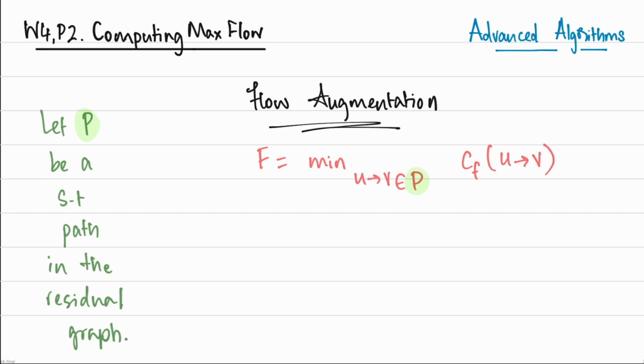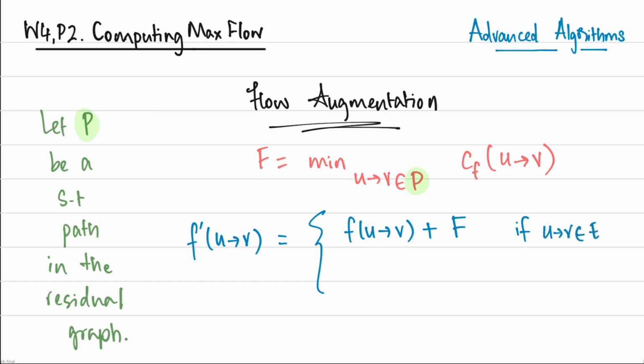And now the augmented flow is defined as follows. I'm going to call it f prime. The way this is defined is that if you have an edge in the path and that's a real edge, an original edge in the graph, then we actually want to increment the flow in such an edge by the amount f. So this is if uv is in E.